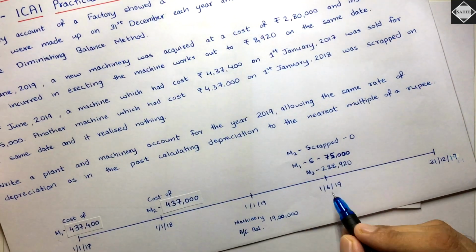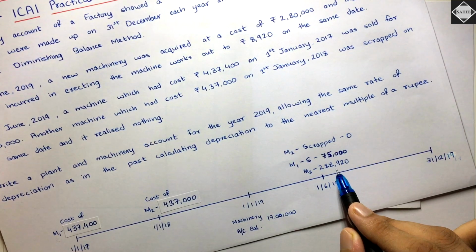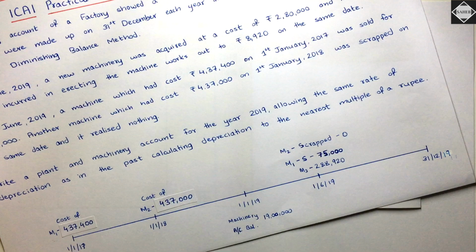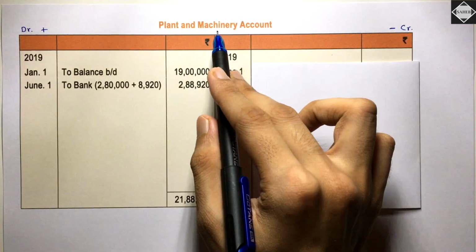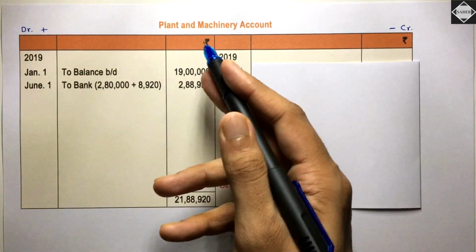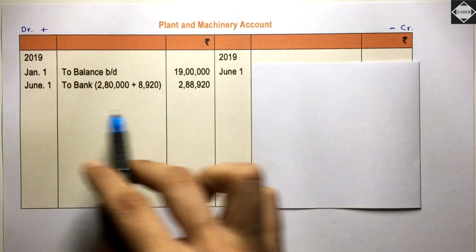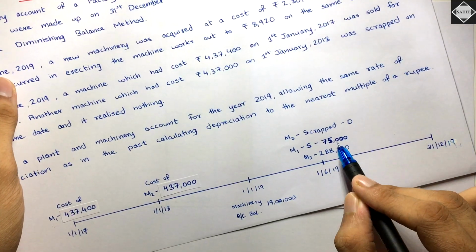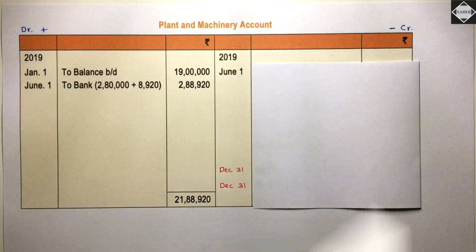And then what happened? And then we came to 1st June 2019. We purchased a machine for 2,88,920. Actually, we purchased for 2,80,000, but let's just consider everything together. Okay, so we can say plant and machinery is getting debited because of the money which we paid to acquire another machinery. Plant and machinery account debit to bank account, that is 2,88,920. And then see, on the same date we have sold a machine for 75,000 and we call that as M1, right? So how will you record that in the ledger account?